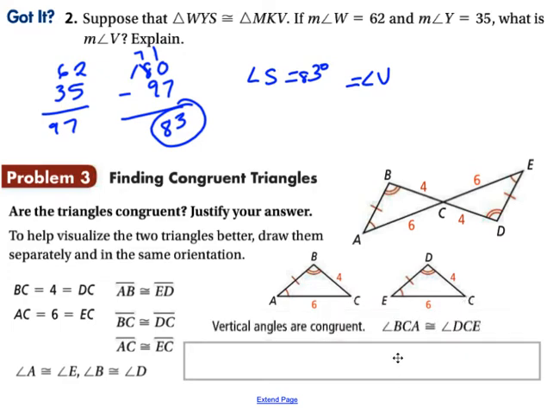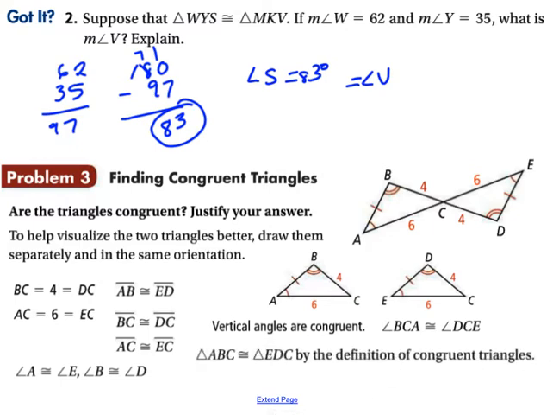Well, that is true because if you look in the figure up here, angle C from the first triangle is angle BCA, and angle C in the second triangle is angle DCE, and those happen to be vertical angles. So vertical angles are always congruent, so we know that those 2 angles are congruent. Therefore, we know the triangles are congruent because all of their sides and all of their angles are congruent. So we can say that those are congruent triangles.